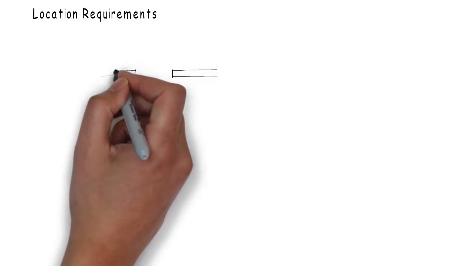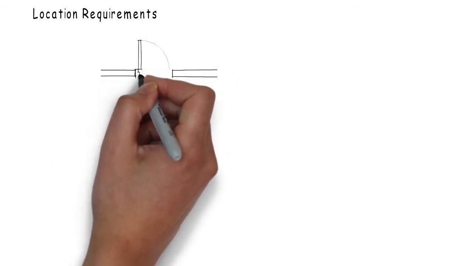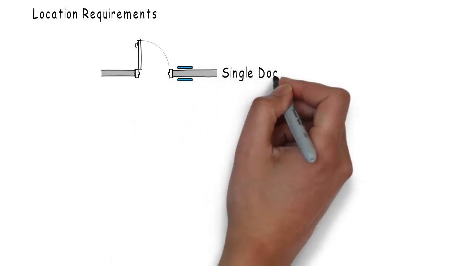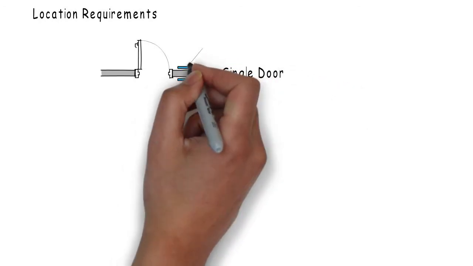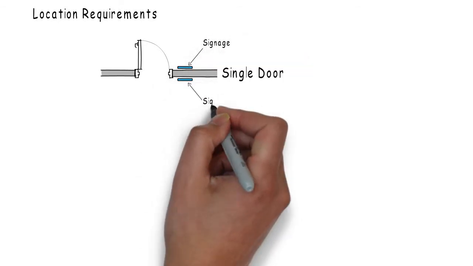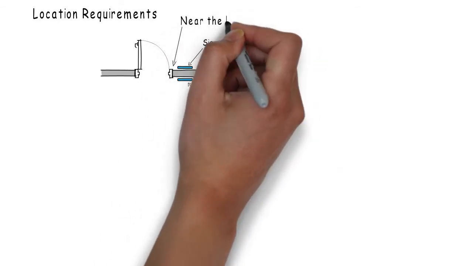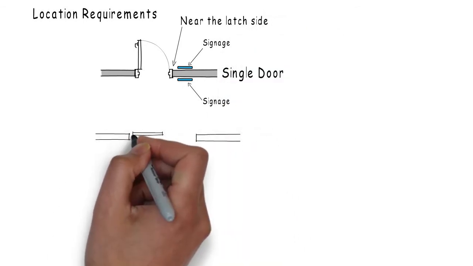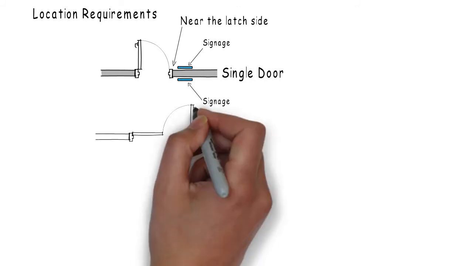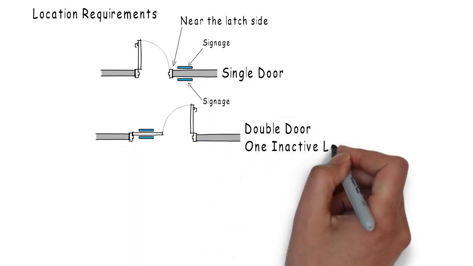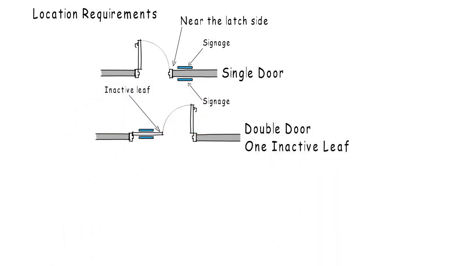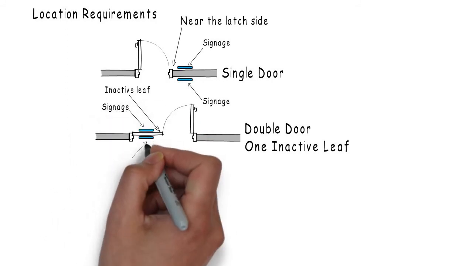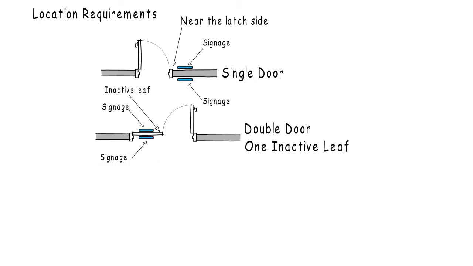Now, as far as location goes, there are different types of situations that you can encounter. Most commonly, you have a single door. In this case, you may place the sign on the latch side of the door, as you see here. What if it's a double door? Well, there are double doors with inactive leaves. In other words, only one door has hardware that you can open. In this case, you can place the sign on the inactive leaf itself.